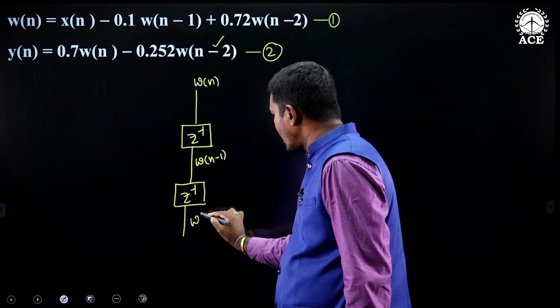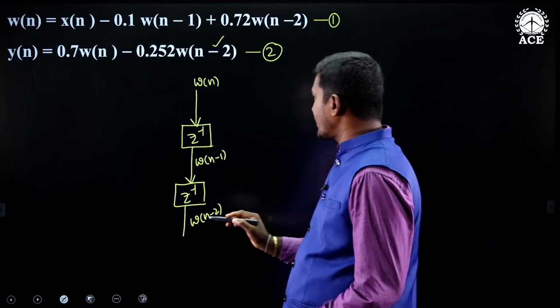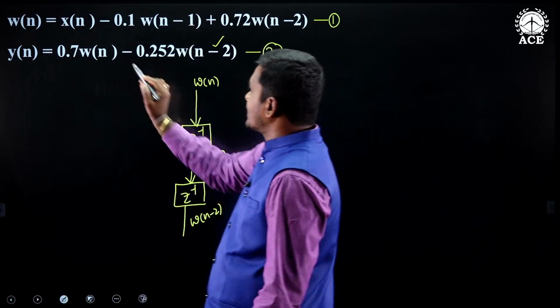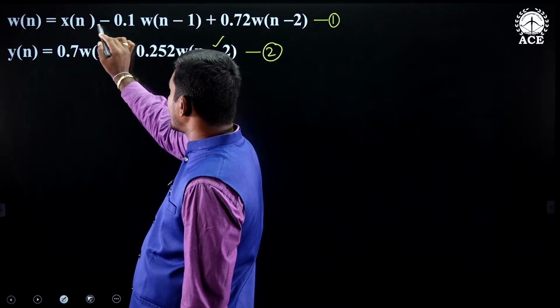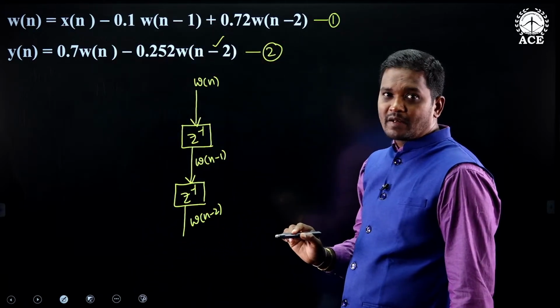What we get? W of n minus 2. Yes, arrows are important. First, generate the W's. After that, see here. W of n equals how much? X of n minus 0.1 W of n minus 1 plus 0.72 W of n minus 2.